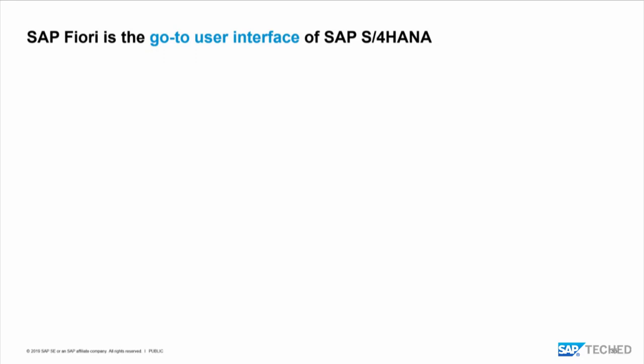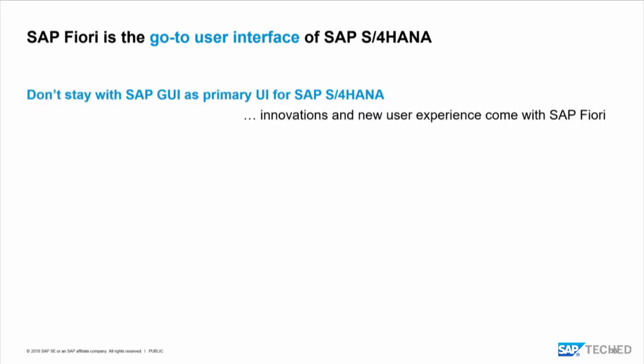Good. With this, I'm basically done. So let me wrap up my session. S4HANA, or rather Fiori, is the go-to user interface for S4HANA. Yeah, so if you stay with GUI as a primary UI, you will not benefit from any innovations in S4HANA. Therefore, it's important to put implementation of Fiori on your roadmap.